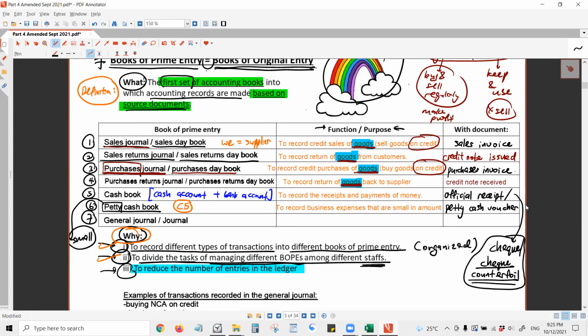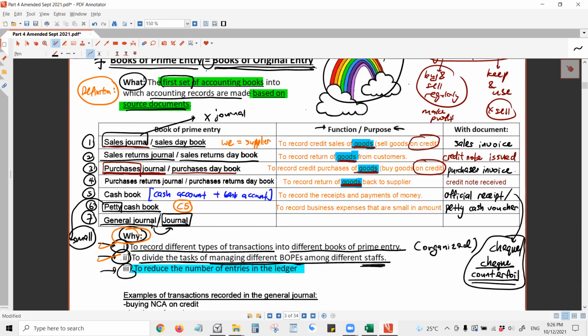Okay, so I've gone through the 6 books of prime entry. Last one is general journal. So you see the slash here, right? Slash journal. So the single word journal only refers to general journal. When I use the word journal, it means general journal. That means you cannot call the sales journal as journal. It's very misleading because the synonym of general journal is journal. Therefore, you cannot use the single word journal referring to other books of prime entry. So don't call sales journal as journal. Don't call sales return journal as journal because the single word journal is referring to general journal only.